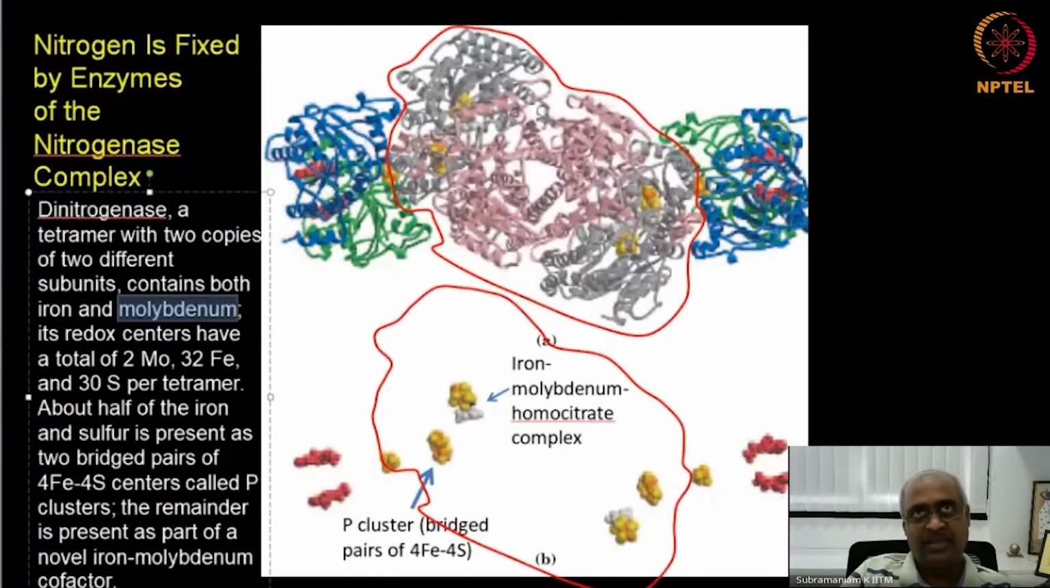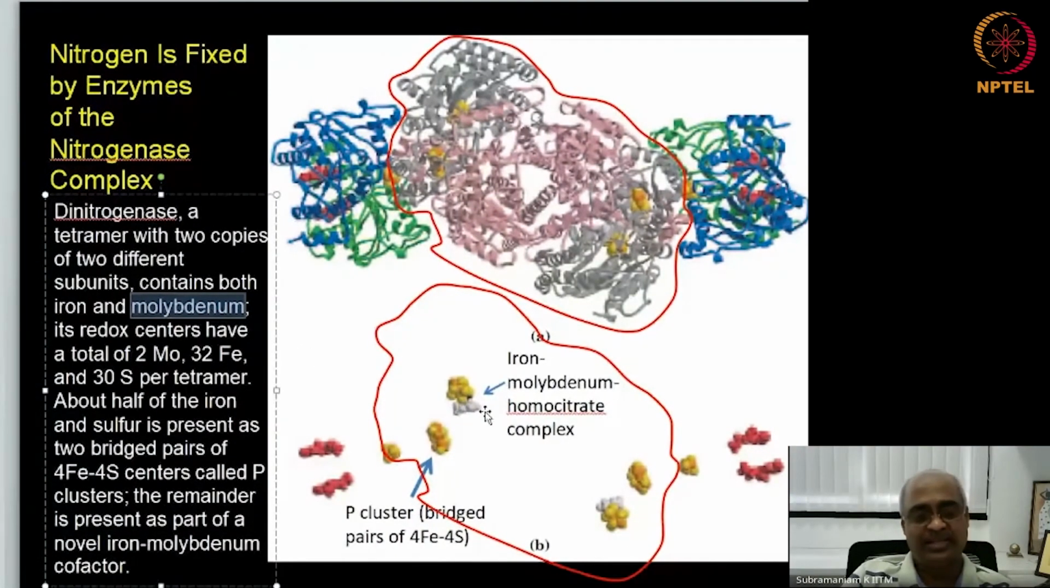I don't think we are going to encounter any more new metal ion in our biochemistry course, although cobalt plays a role in vitamin B12, but we are not going to discuss vitamin B12. The rest, all the metals you have already encountered. So molybdenum is the latest you are seeing here. This iron-molybdenum complex shown here is attached to homocitrate, a modified citric acid. That complex is crucial for the activity of this enzyme.